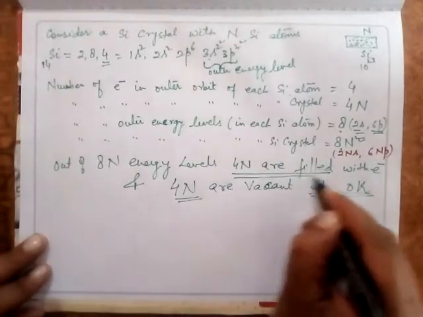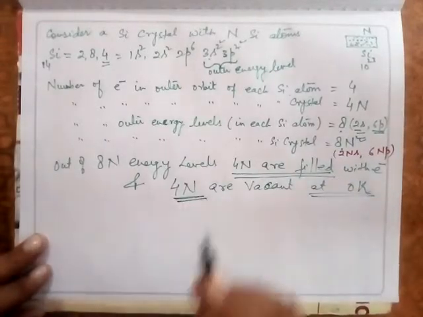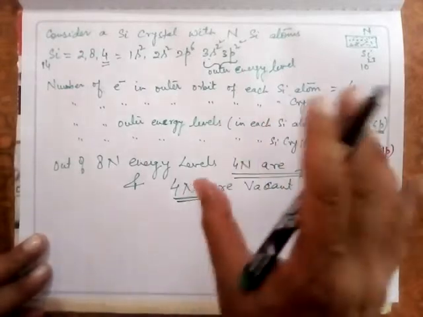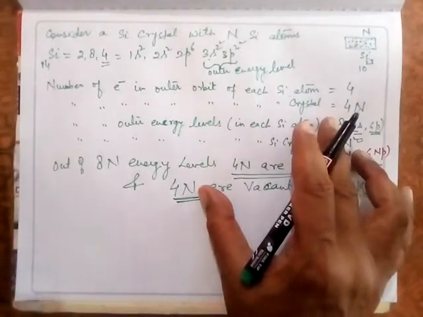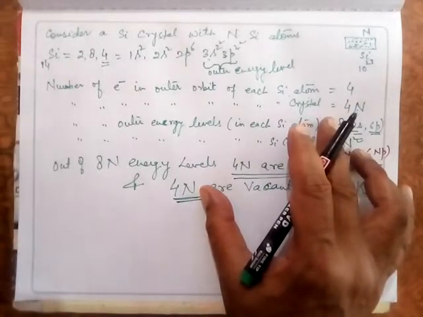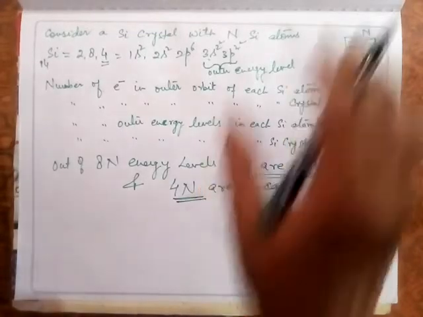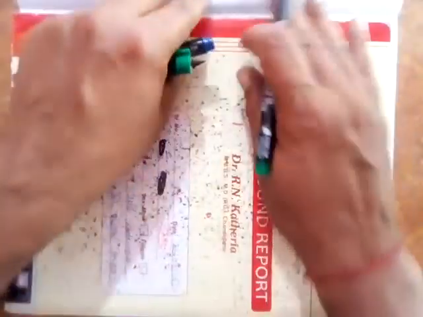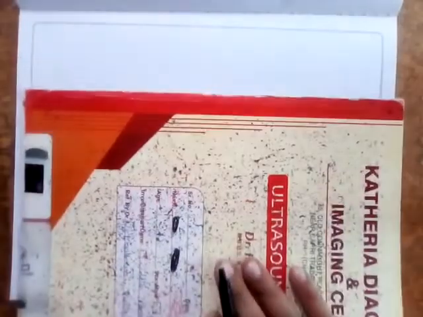On the basis of this I'll make the energy band diagram. Now what happens, just see: 4n are filled and 4n are vacant. Now I'll draw the energy band diagram of this. What will happen, just see.